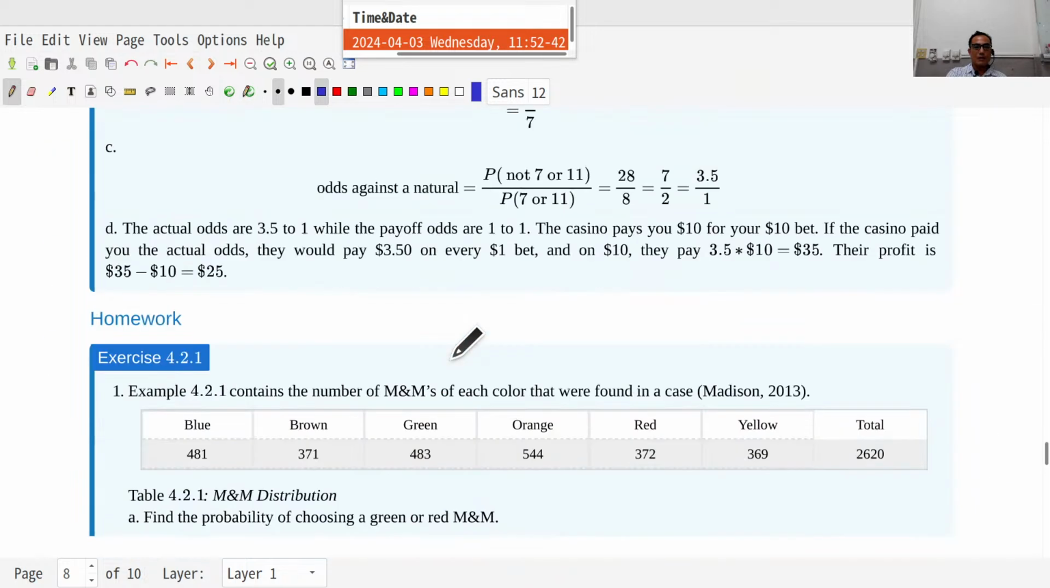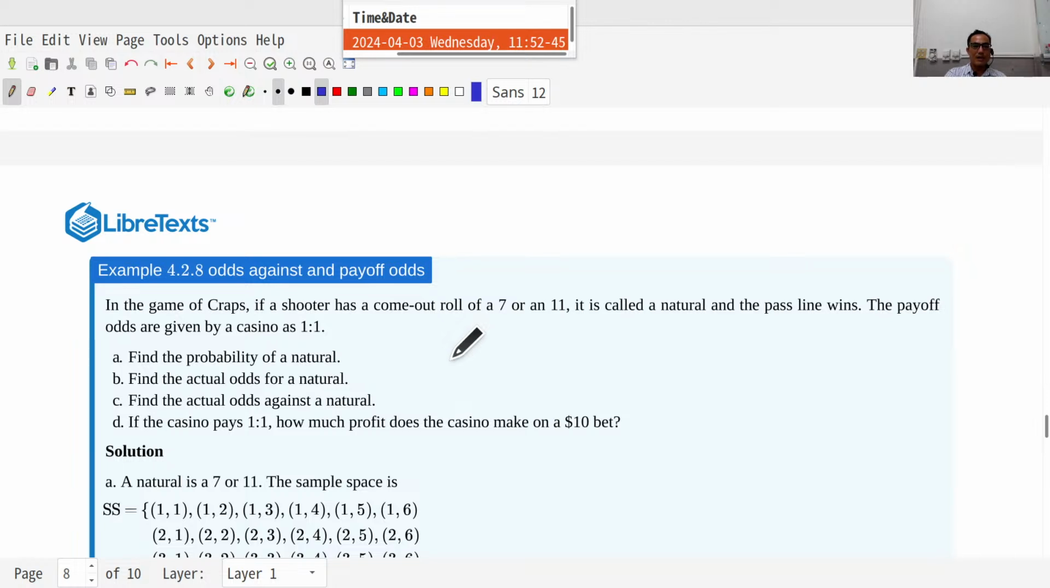Okay, I think we don't have enough time, but we can finish the first example here. Example 4.2.8. Odds against and payoff odds. In the game of craps, if the shooter has a come out roll of 7 or an 11, that is called a natural, and the pass line wins. The payoff odds given by the casino are 1 to 1. Question A. Find the probability of a natural.